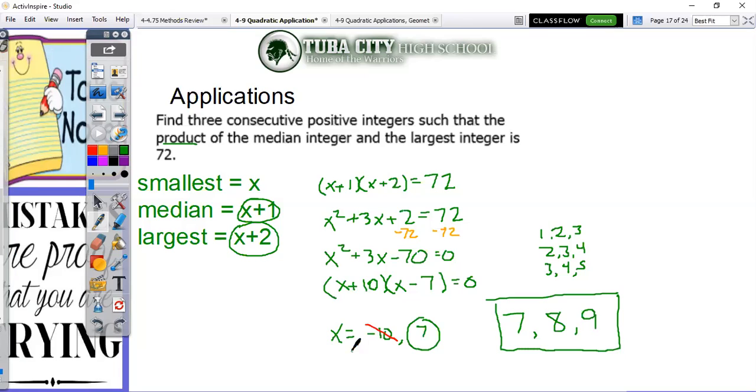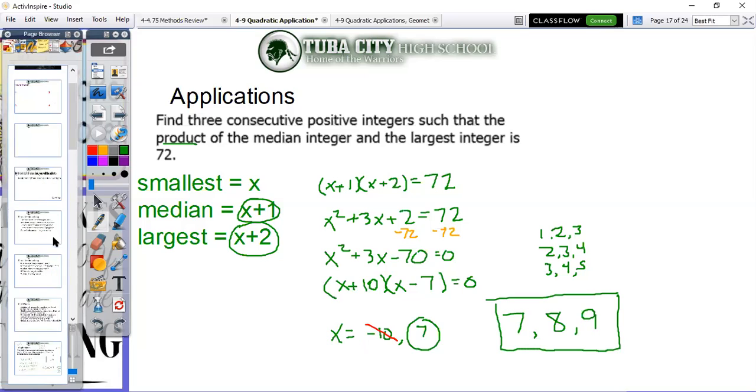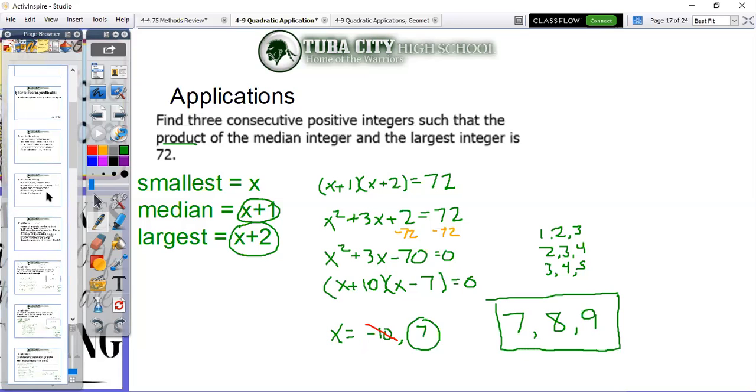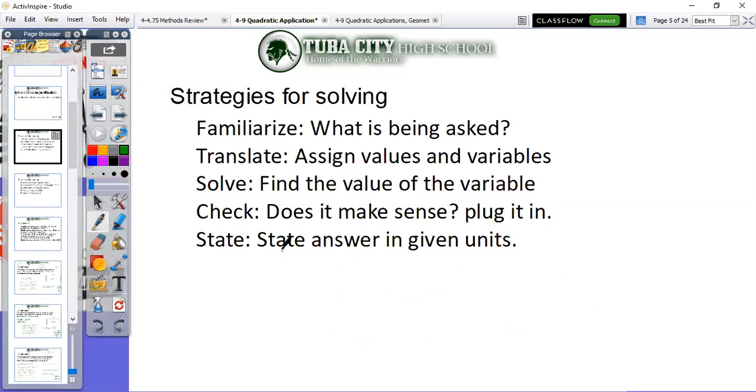Anyway, so that's it for this one. So I had to break this lesson into 2 parts. It was actually quite a long problem, and I wanted to make sure I covered as many of the steps and strategies for solving them. All right, so don't forget your strategies.